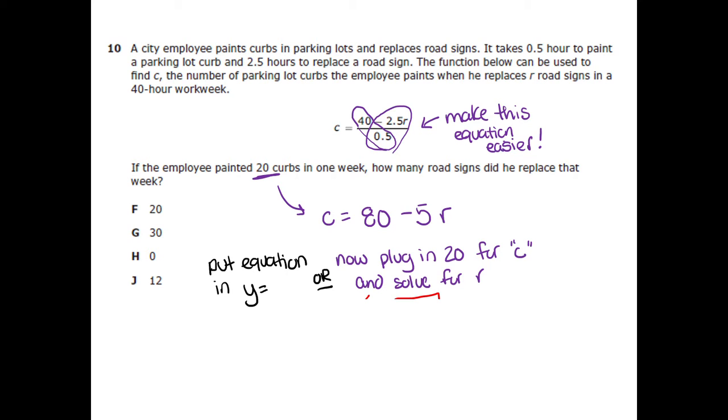All right, here's what I mean by that. We can either put this equation into our y equals key, just put x instead of r, and make sure you're looking at 20 for your curbs, or put 20 in for this c number and then solve for r. Either way will work. Either way will get your answer. And that's as far as I go on this question for hints.